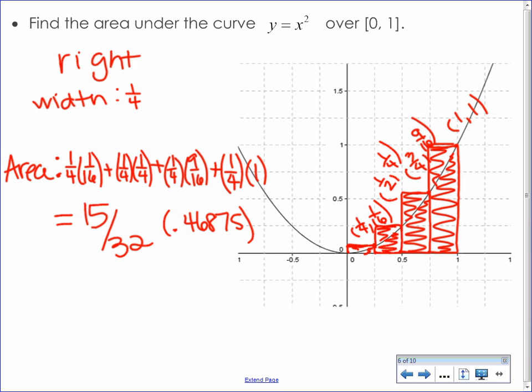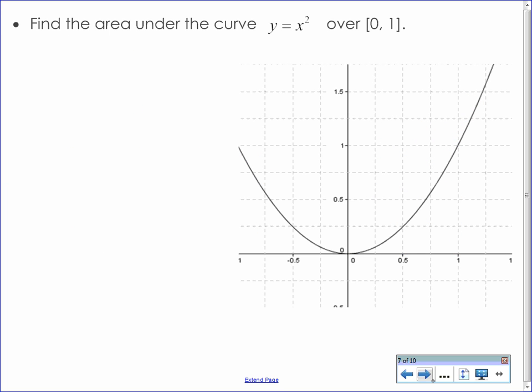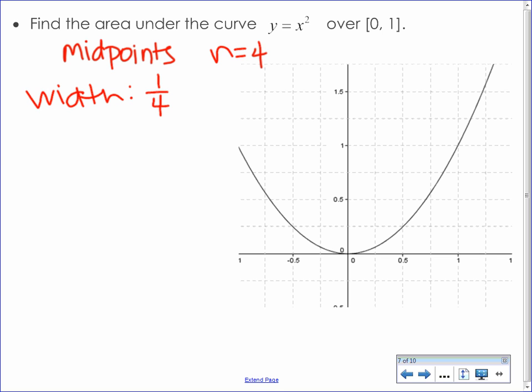Ready for midpoints? All right, let's do midpoints. n is still going to be equal to 4, which means our rectangle widths are still going to be 1/4. So between 0 and 1/4, the height is going to be calculated right at the midpoint, which is what? 1/8. So at the midpoint of 1/8, that's how high our rectangle is.